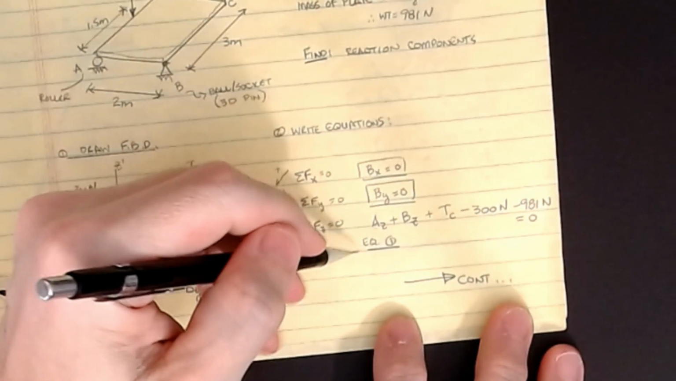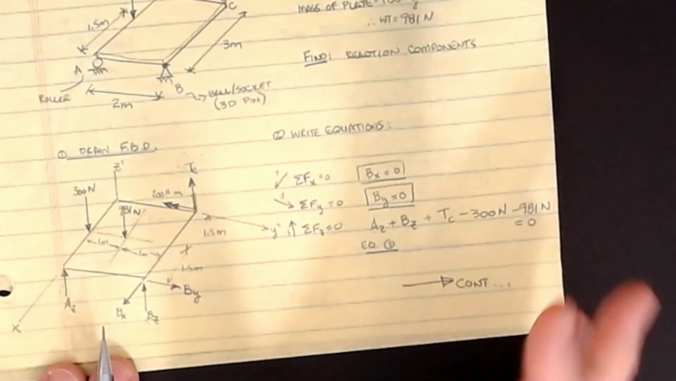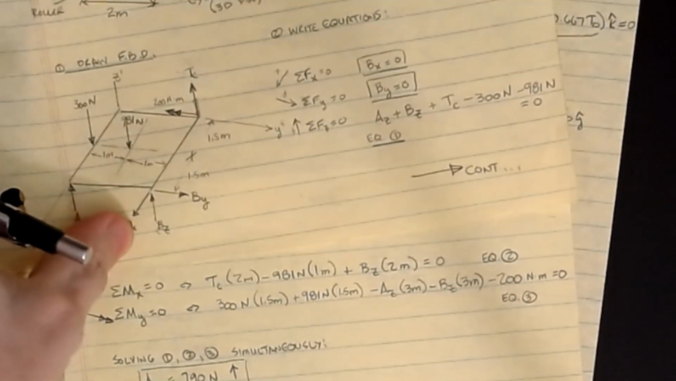Okay, and we're going to call that equation 1 because I can't do anything more with it. There are too many unknowns. All right, so now we can start writing some of the moment equations to help us solve this. I'm going to try to keep both of these on here.